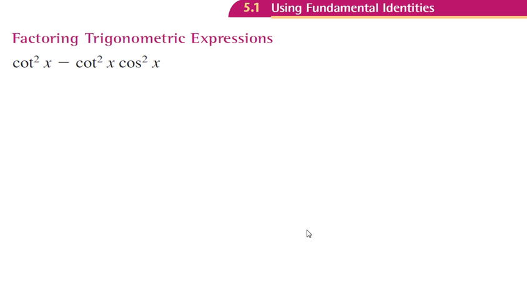I'm going to factor this trigonometric expression: cotangent squared of x minus cotangent squared of x times the cosine squared of x. Okay, so we'll definitely have our identities handy and be using our awesome factoring skills.